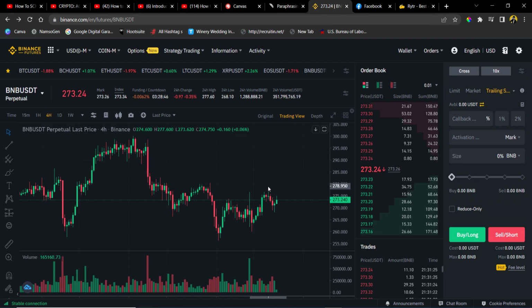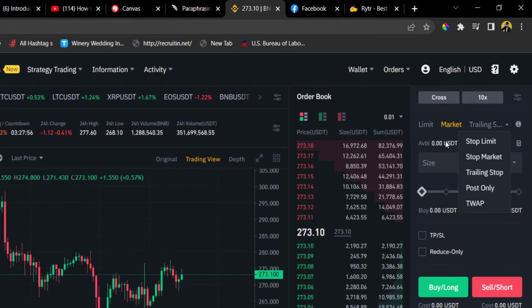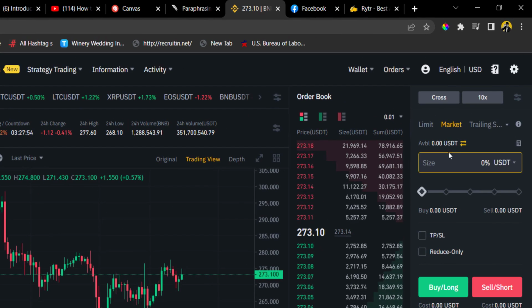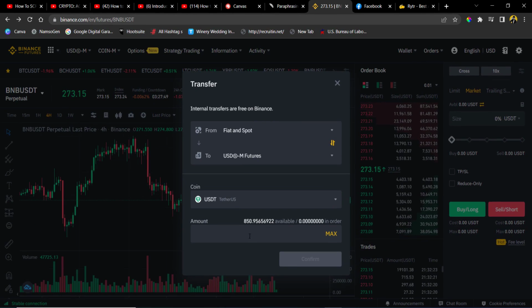So right here, I'm just going to be very practical with you. To demonstrate that, I will just go ahead and open a trade right here, BNB against USDT. I want to buy at this particular price. All I have to do is to come to where I see market, click on market. But as you can see right here, I don't have any available balance. I will want to transfer from my spot wallet to my futures wallet. So right here, I'll just go ahead and put 100 USDT and then click on confirm.